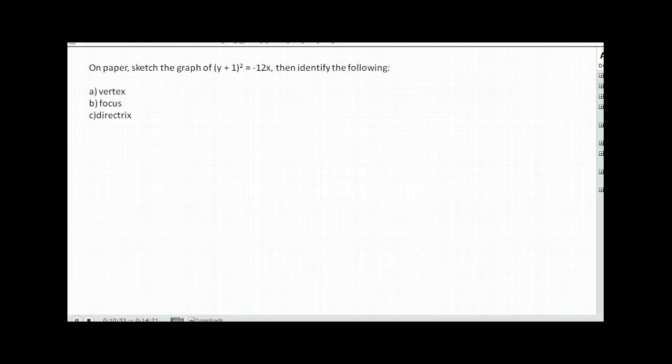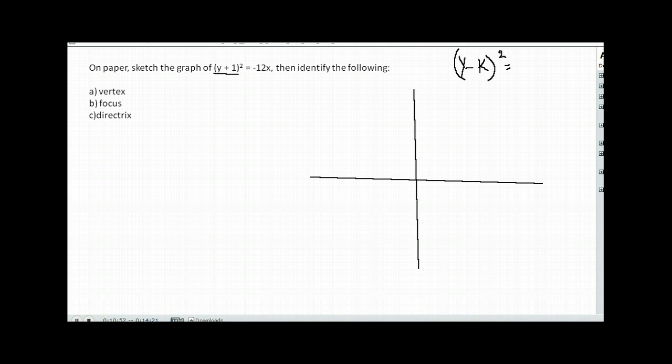We'll do one more of those. Again, they ask us to go ahead and sketch on paper. So let's start with our vertex. Notice again, our y is squared this time. So we have the standard form, y minus k squared equals 4p times x minus h. hk is our vertex. Always remember, use the x for the x part of the vertex. There was nothing added or subtracted from the x, so that means our x coordinate is 0. The y is y plus 1. We change that sign. So our vertex is the point 0, negative 1.